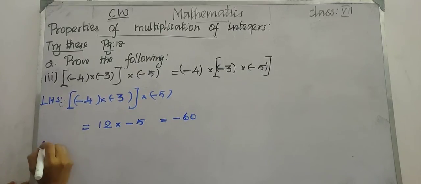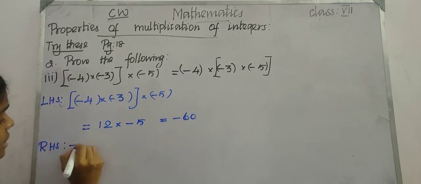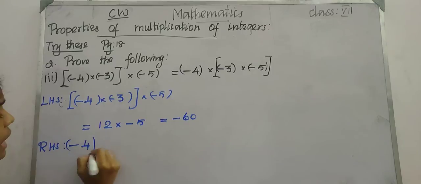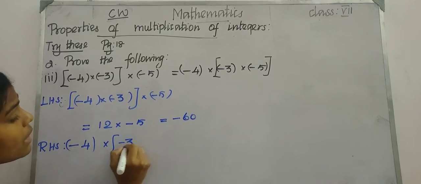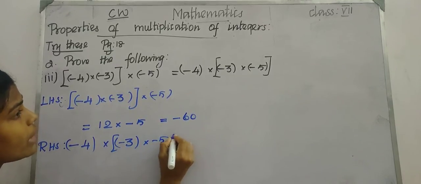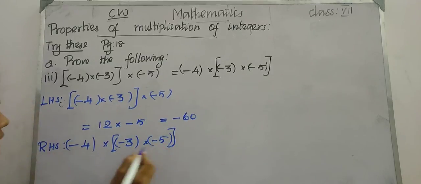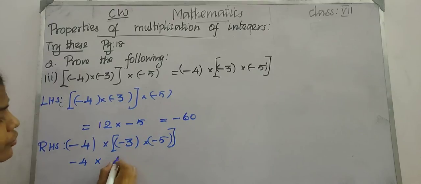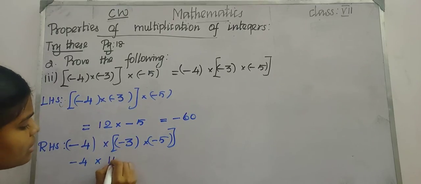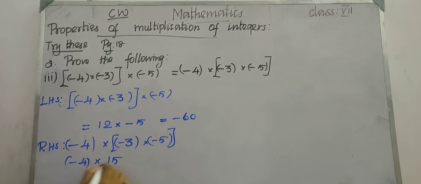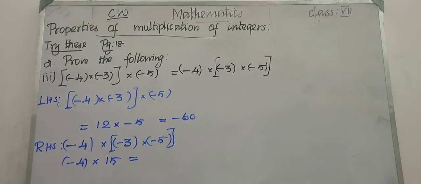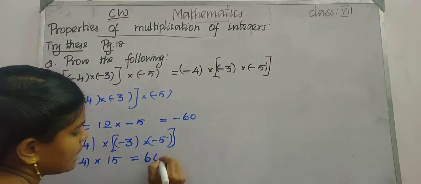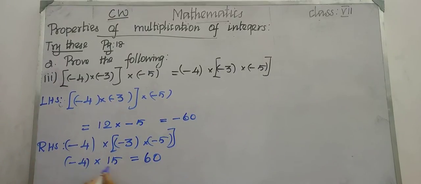Let us solve the RHS, the right hand side. What is the question given in the right hand side? Minus 4 into (minus 3 into minus 5). Let us solve the brackets. 3 5s are 15, minus into minus is plus. So minus 4 into 15. What will you get? 15 4s are 60, and minus into plus is minus.